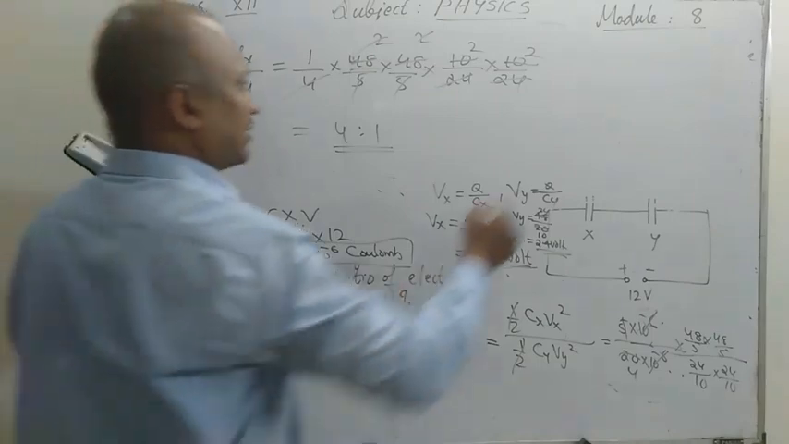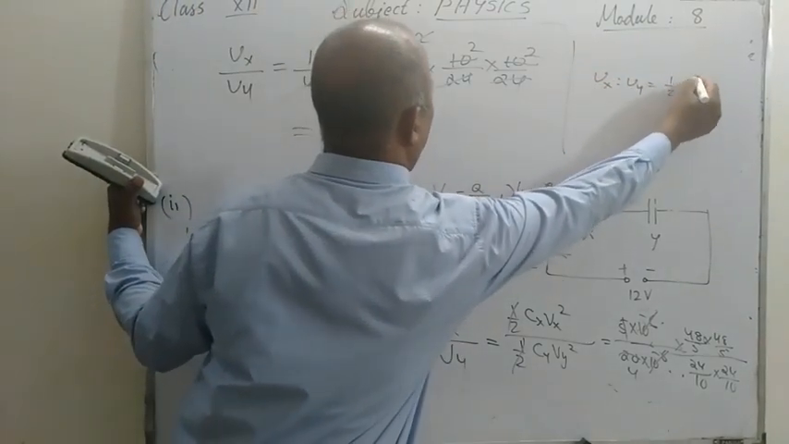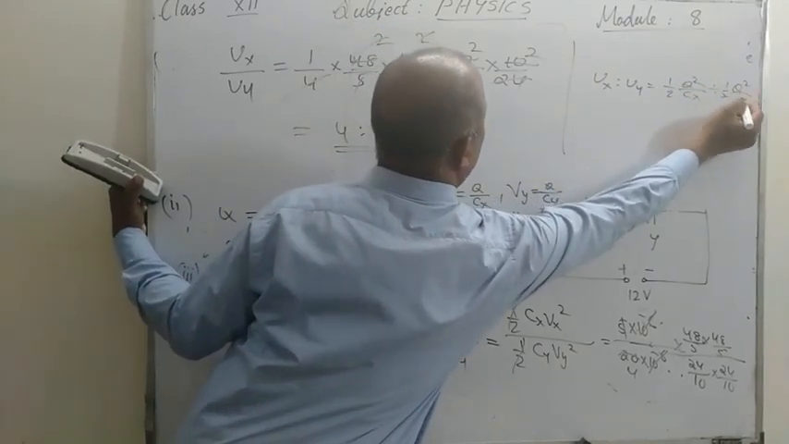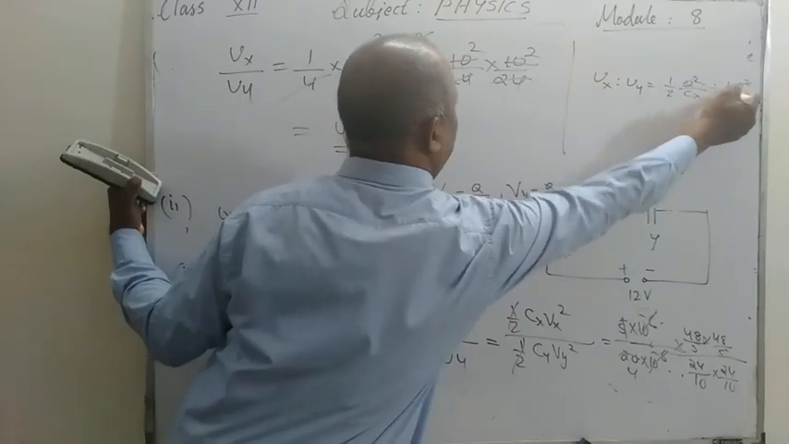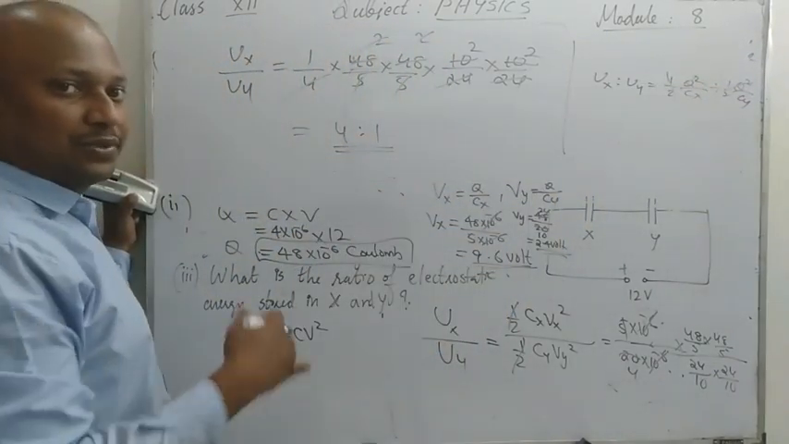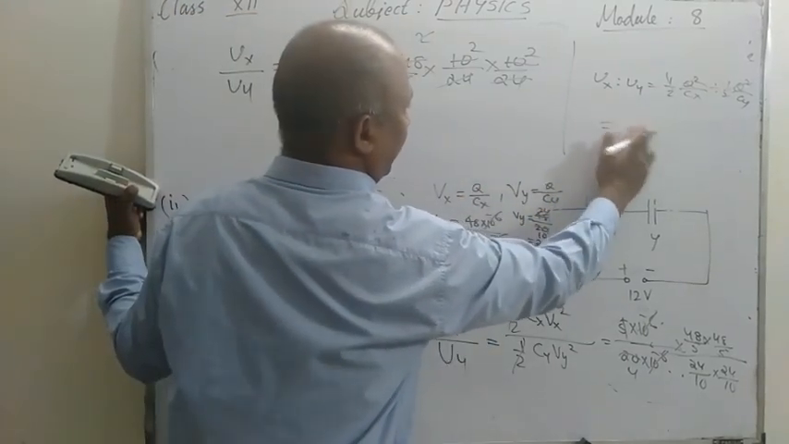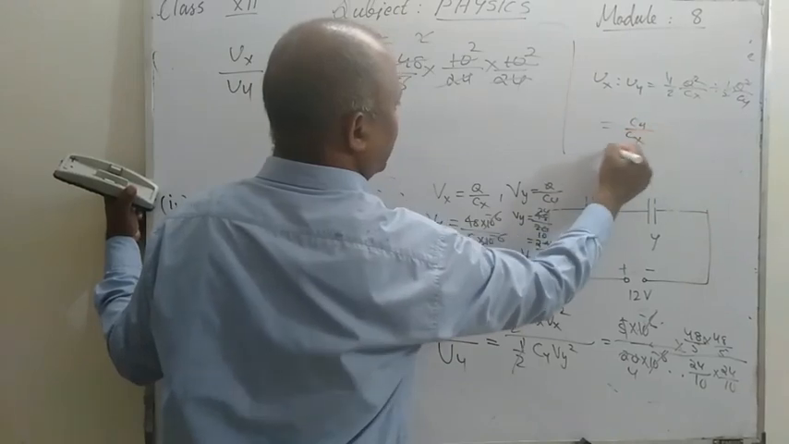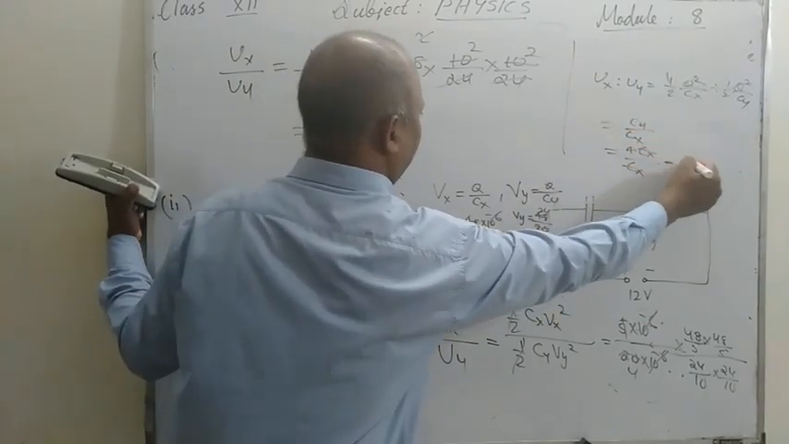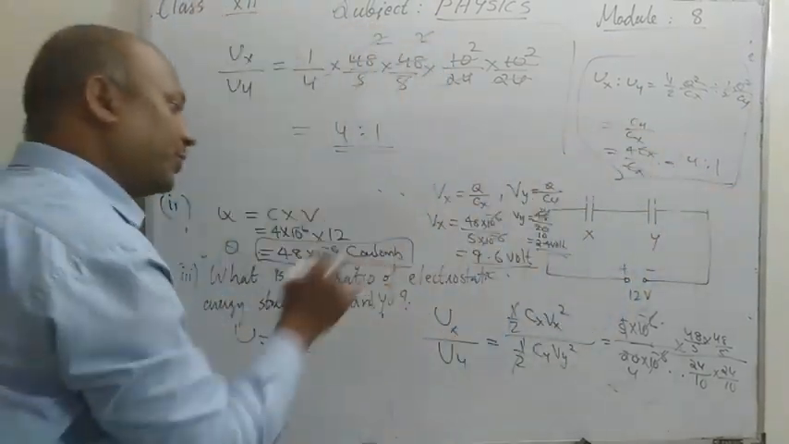Even you can use another formula like Ux upon Uy is equal to half Q square upon Cx divided by half Q square upon Cy. So Q square is the same and half is the same, because in series connection the charge Q is the same. So it is equal to 1 upon Cx divided by 1 upon Cy, so it will be Cy by Cx, and Cy is already 4 Cx. So again you will get 4 ratio 1. So this is how we can do even without putting the values.